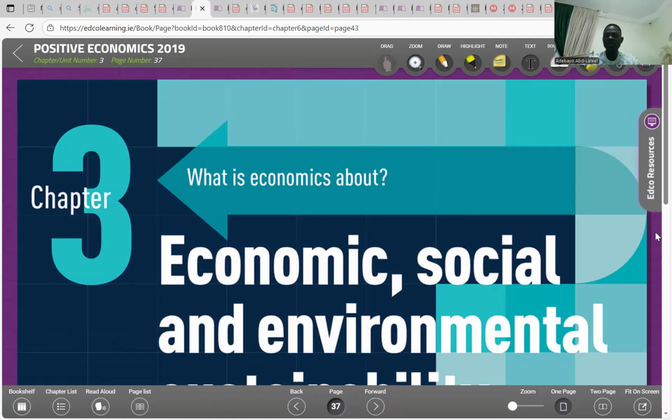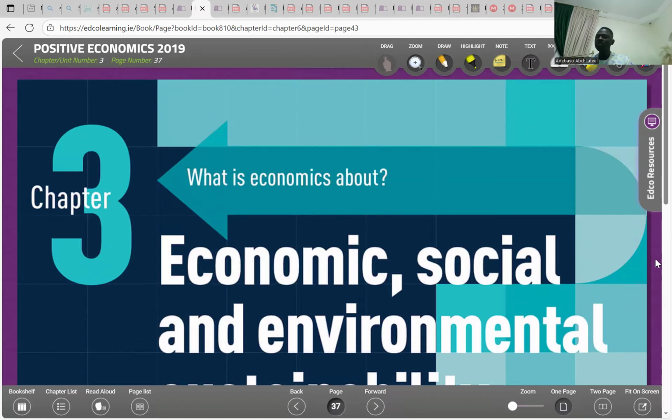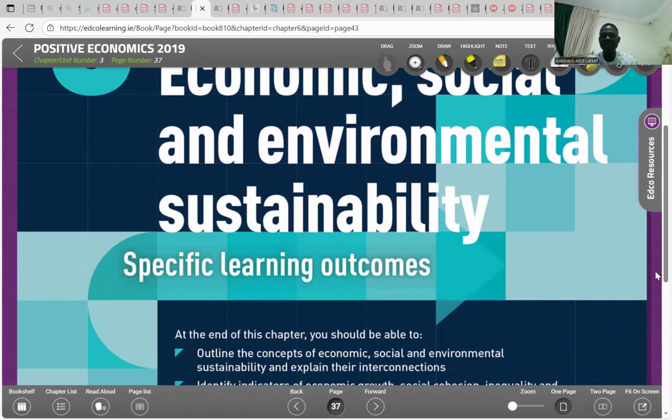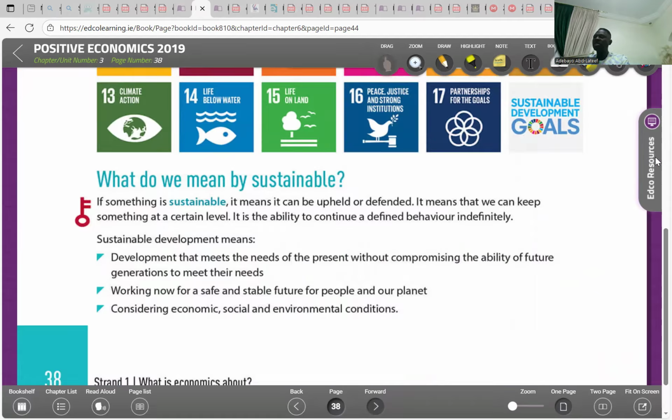Go to economics, positive economics, chapter 3. Okay. So chapter 3 is about economic, social, and environmental sustainability. So start. Yeah, the first one, they said sustainable.